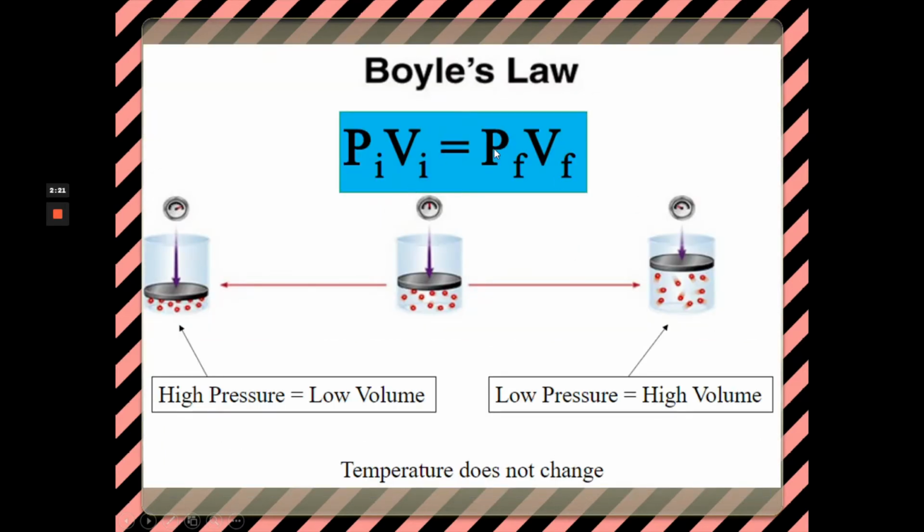So remember that Boyle's law is P1V1 equals P2V2. It is an inverse relationship between the pressure and volume. As the pressure is high, the volume will be low. When the pressure is low, the volume will be high. Remember, the temperature and the number of molecules do not change.